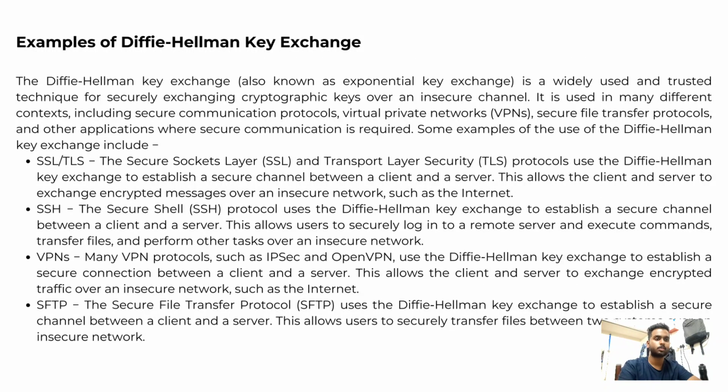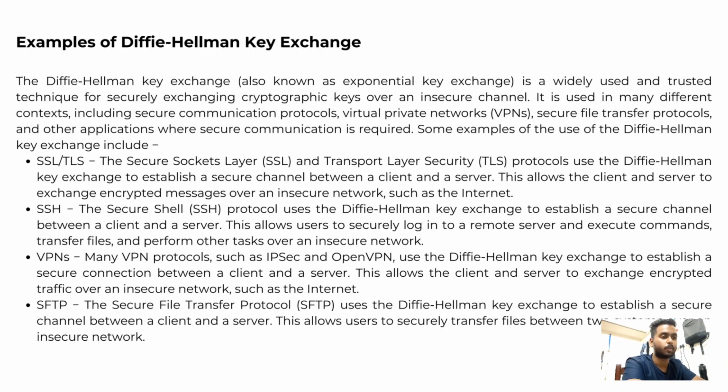So some of the examples are SSL and TLS, the Secure Sockets Layer and Transport Layer Security, which I mentioned earlier, use Diffie-Hellman to establish a secure channel between a client and the server. And SSH, the Secure Shell, we use Diffie-Hellman to establish a secure channel between a client and the server. This allows users to securely log in to the remote server, execute commands and transfer files.